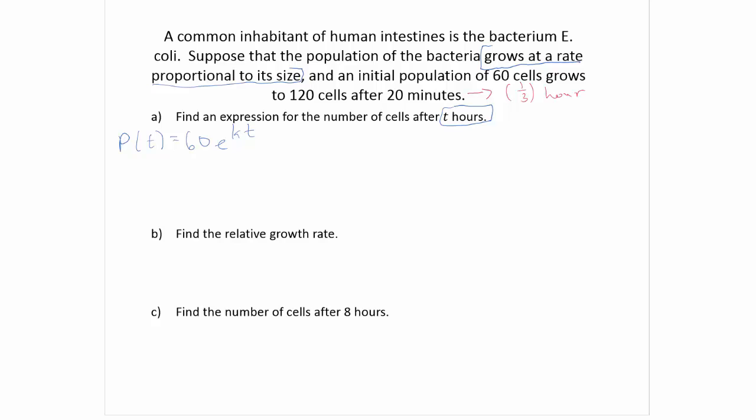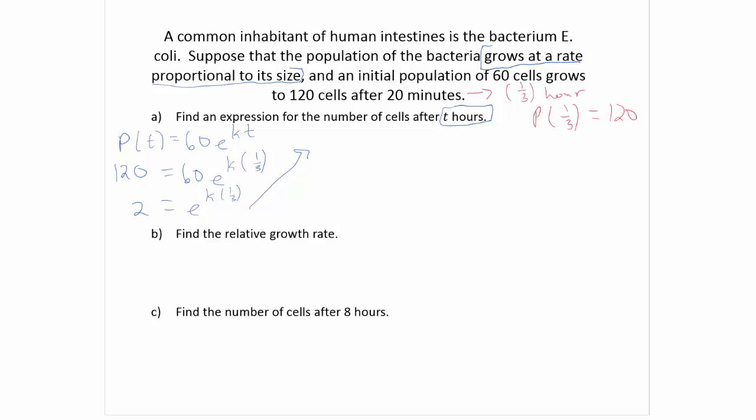Alright, since we have to have our t in terms of hours, we need to remember that. So what we now know is that p of 1/3 is equal to 120. So, substituting into our model, the population after 1/3 of an hour is 120, and so that's equal to 60 times e to the k times 1/3. So now let's solve for k. Dividing through by 60, 2 is equal to e to the k times 1/3.